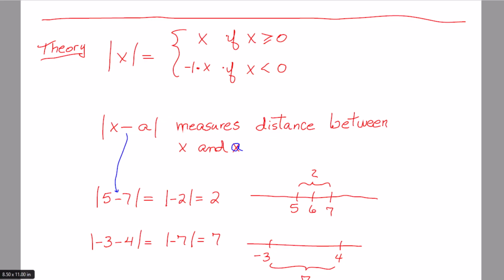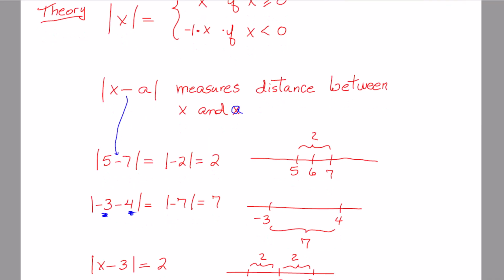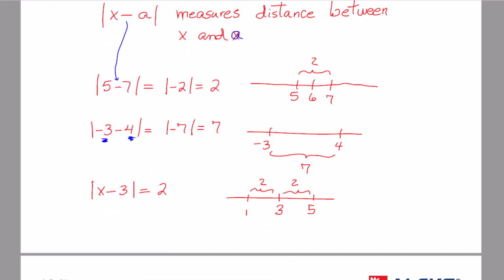And this says, well, what is the distance between minus 3 and 4? The distance between minus 3 and 4 is 7, and the absolute value of minus 3 minus 4, which is minus 7, is 7. So if I'm still thinking about distance, then this is saying find numbers x whose distance from 3 is 2. Well, that would mean 3 plus 2 is 5, and 3 going down 2 would give me 1.